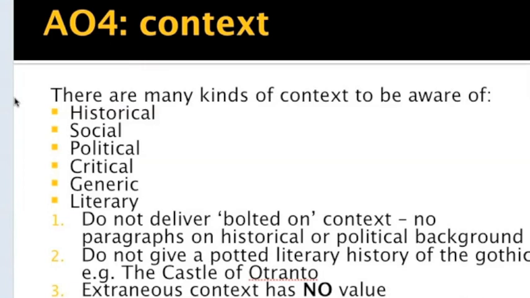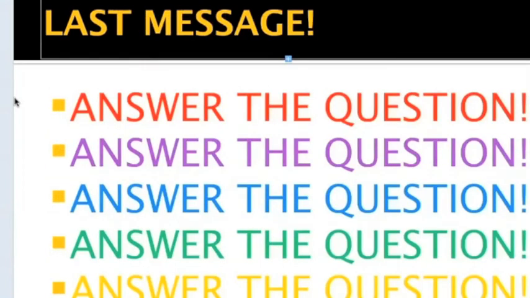And the final message, answer the question. It's simple, but students avoid it, and that's going all the way back to my first points that you must refer to all words in the question and unpick the meanings so that you really are focused on answering the question. Best of luck, everyone.